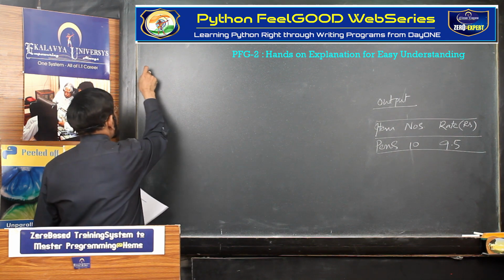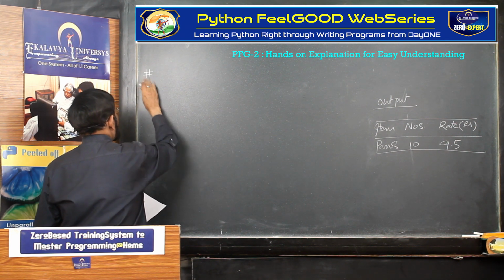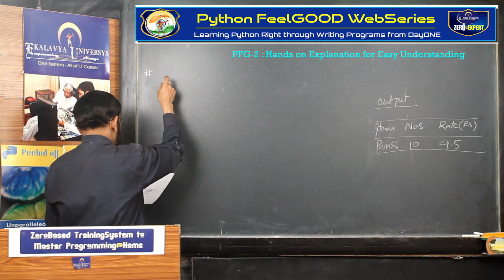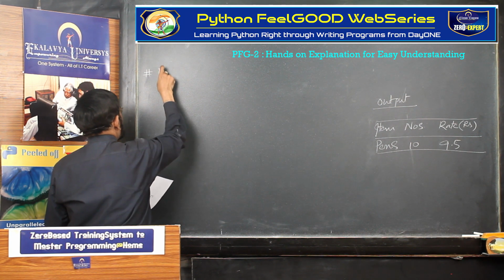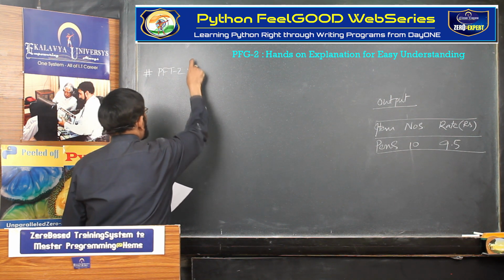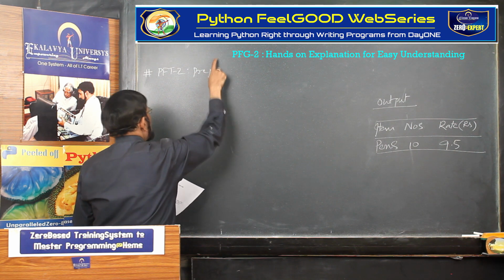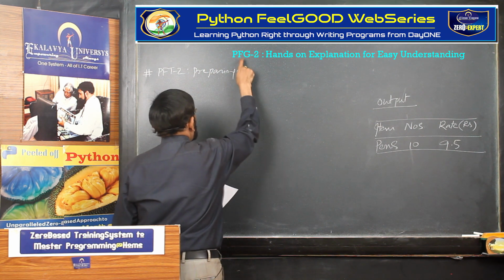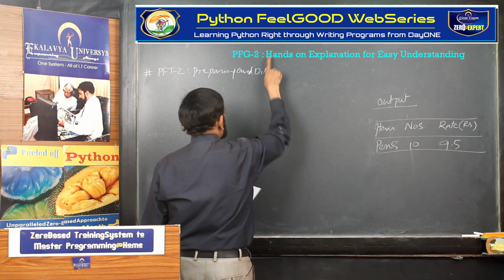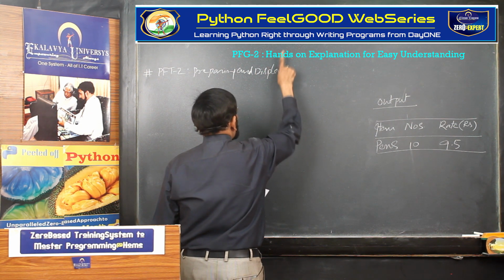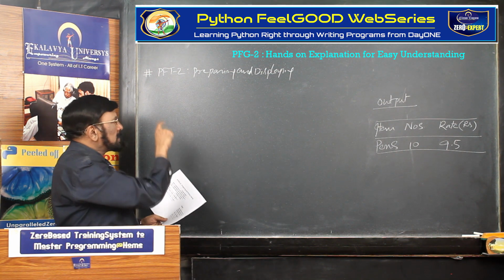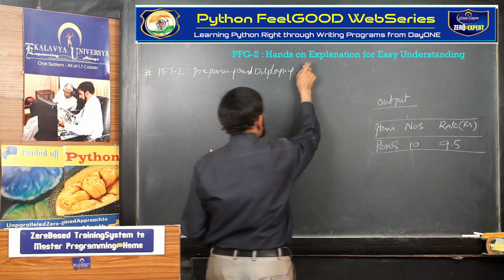Now, first we have to start with a comment. For comment purpose, you have to write hash symbol and leave one space. It is always a good habit. PFG2. Now, preparing and, or otherwise instead of this thing displaying also you can write. Printing means you may think differently. So, preparing and displaying cash bill.